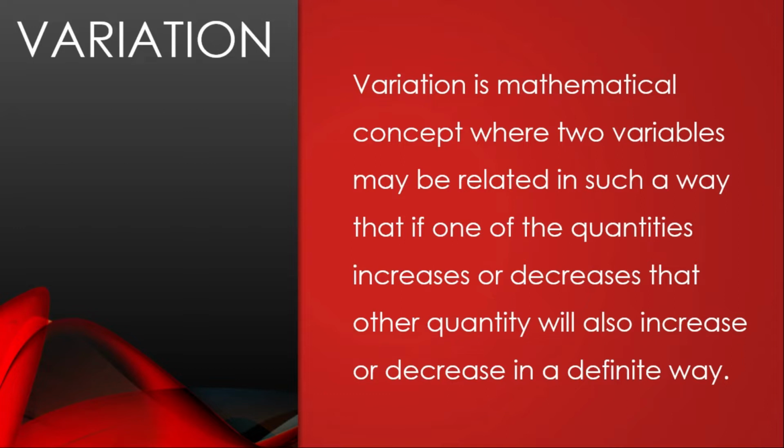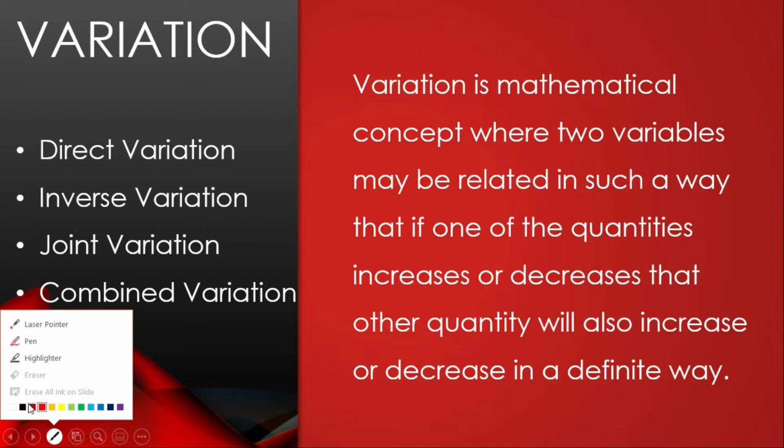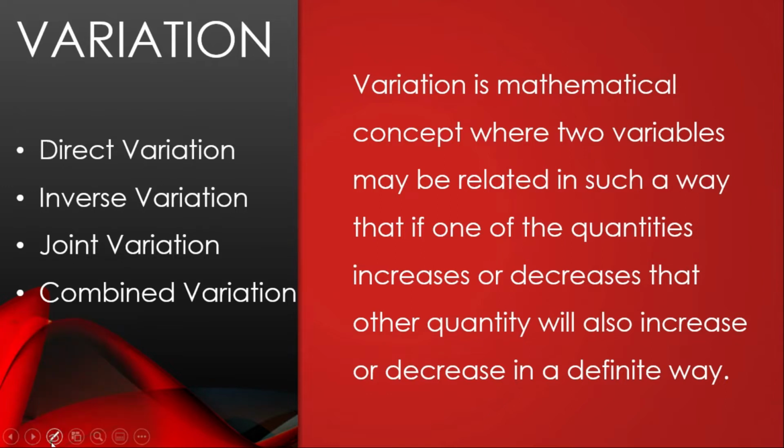So, meron tayong dalawang variables na related to each other. At kapag tumaas daw yung value ng isang variable, pwedeng tumaas din or bumaba yung related na variable. So, ganon yung thought ng ating variation. At meron tayong 4 types of variation which are direct variation, inverse variation, joint variation, and combined variation. So let's start with the direct variation.